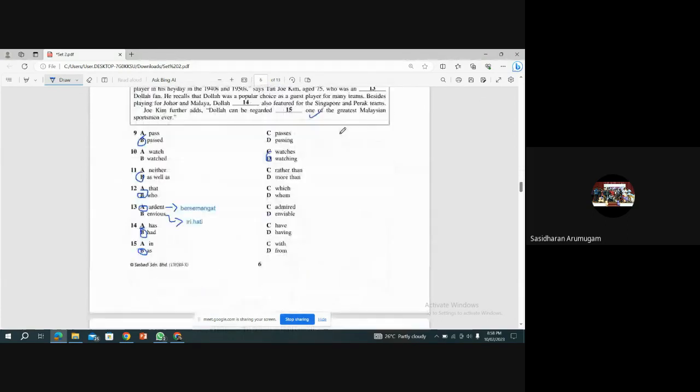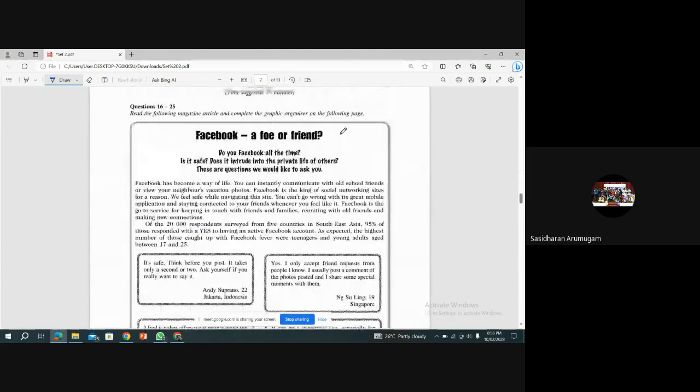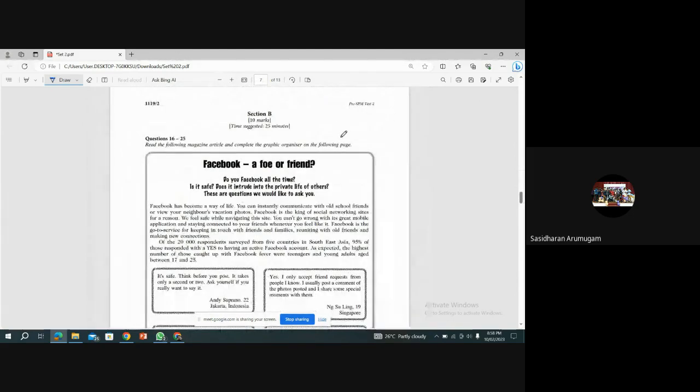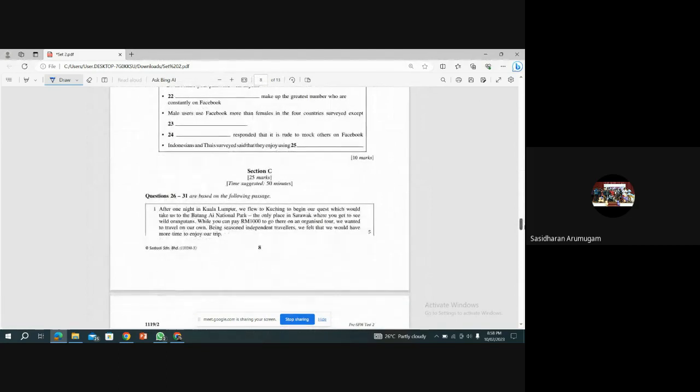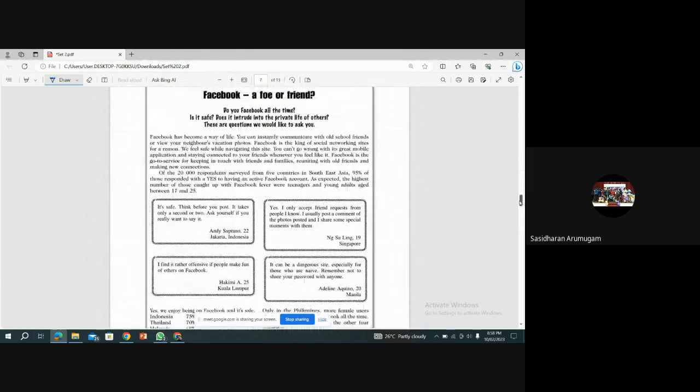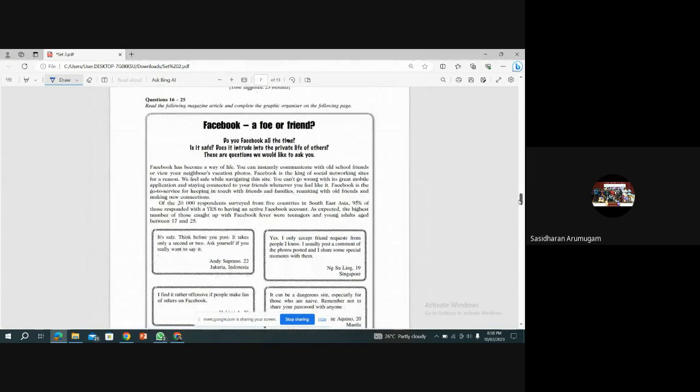Okay. So now we move to section B. Section B is also the same, but you need to write something. From the passage here, Facebook of a few of friends. Okay, I think Sabrina, you can read.